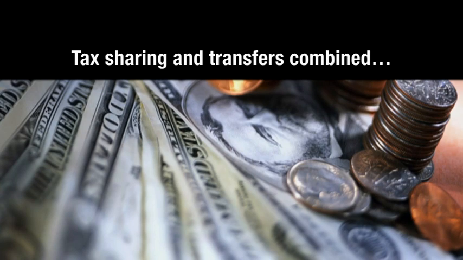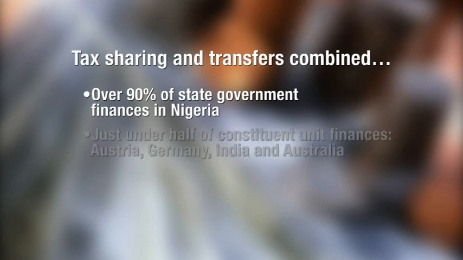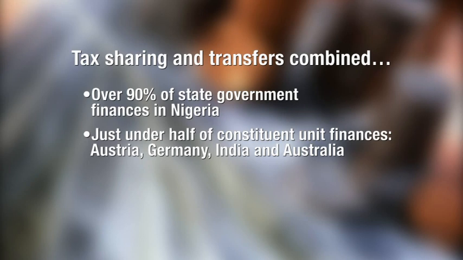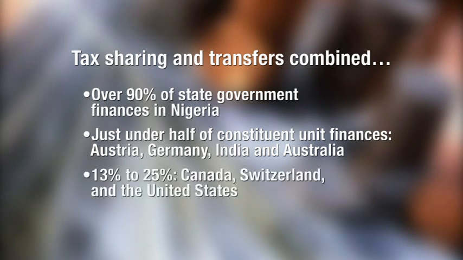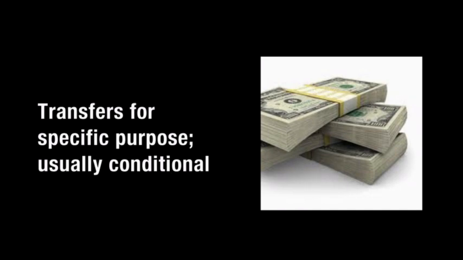Tax sharing and transfers combined account for over 90% of state government finances in Nigeria. They account for just under half of constituent unit finances in Austria, Germany, India, and Australia, and from 13 to 25% in Canada, Switzerland, and the United States. There are both conditional and unconditional transfers. Tax sharing or fiscal transfers, which are for general purpose, are usually unconditional. Constituent units may spend them however they decide. When transfers are to be used for a specific purpose, they are usually conditional. They cannot be used for other purposes, and there are often other restrictions or conditions on their use.